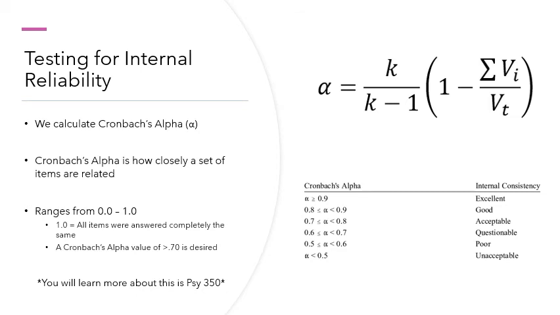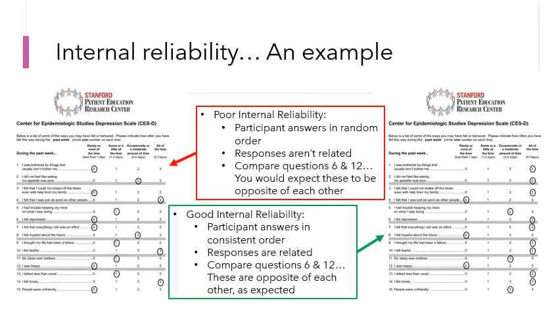Here, a Cronbach's alpha above 0.7 is desired. So if you have anything less than 0.7 from this equation that you plug in, it's indicating that you don't have very good reliability here. So you're going to learn a lot more about this in Psych 350, but on the next slide, I give an example of how this works. So imagine we're going back to the Center for Epidemiological Studies depression scale.